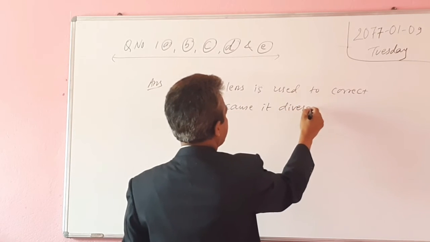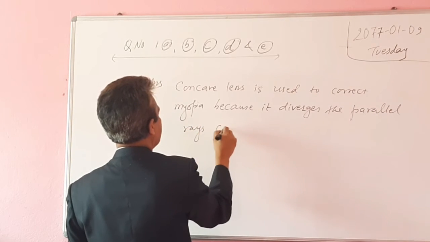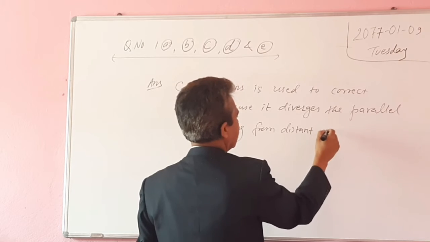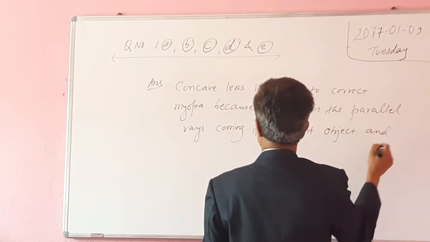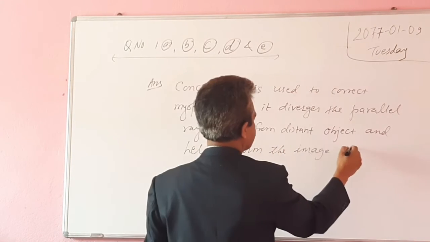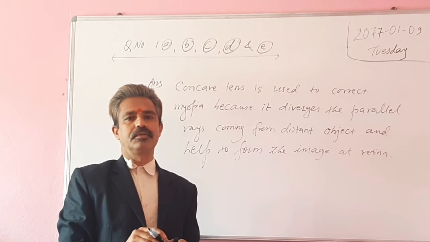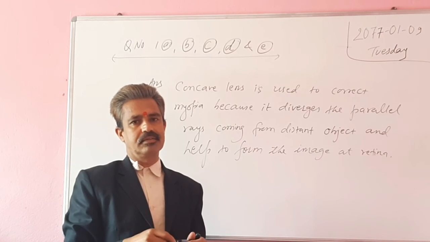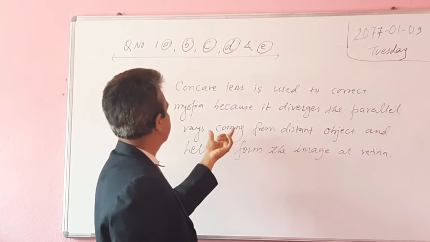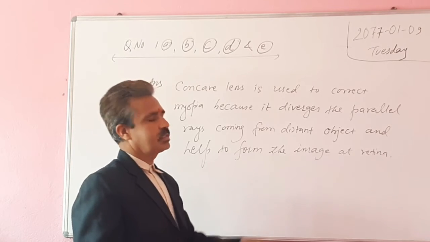it diverges the parallel rays coming from distant object and help to form the image. Where? Retina. If the image is formed at retina, we can see the object clearly. If the image is not formed, then we can't. Okay? So, concave lens is used to correct myopia because it diverges the parallel rays coming from distant object, far away object, and help to form the image at retina.